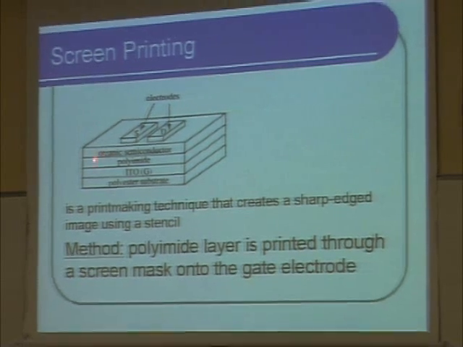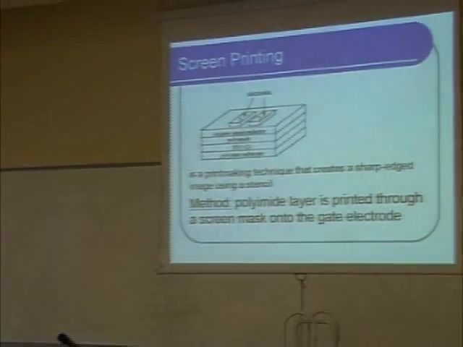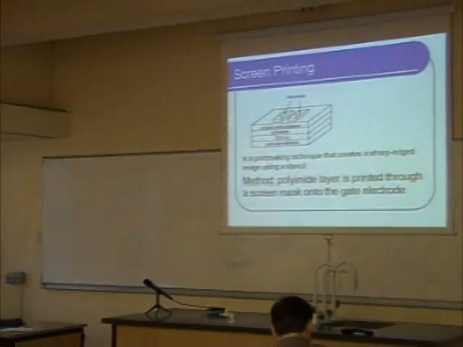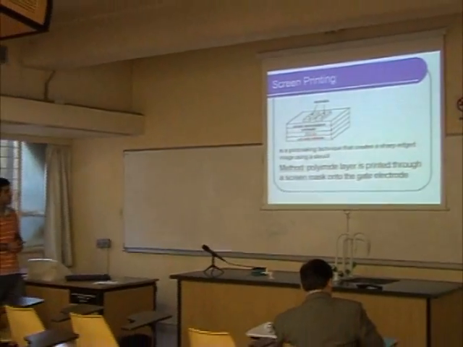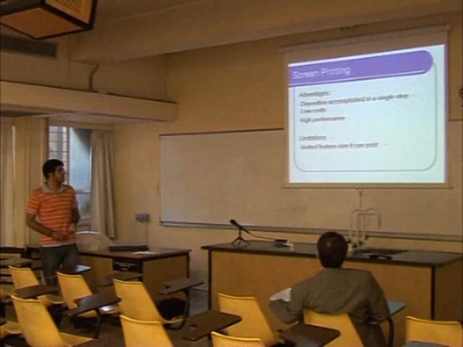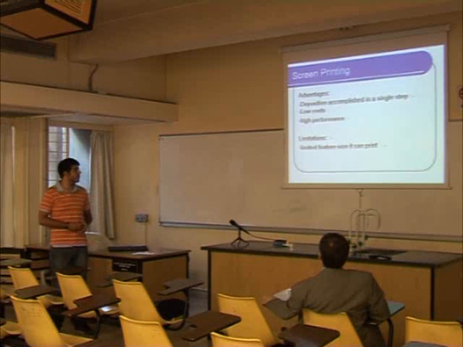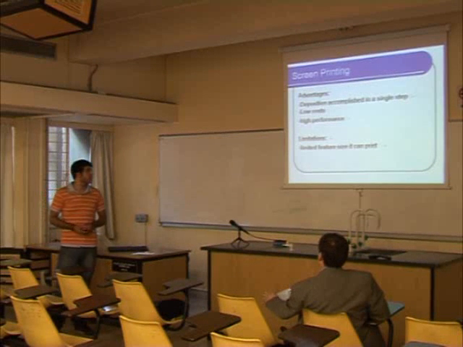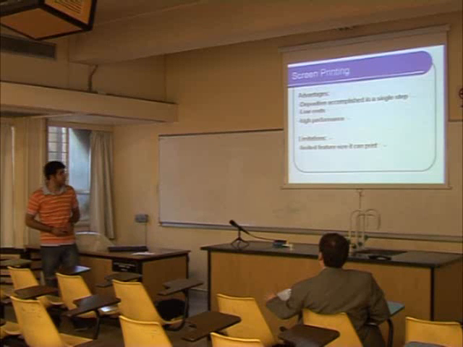In this figure, the polyimide layer is the dielectric layer, which is printed through a screen mask on top of a gate electrode, as you can see. Again, the advantages of this method are its low cost, its high performance, and the ability to deposit the dielectric layer in a single step.